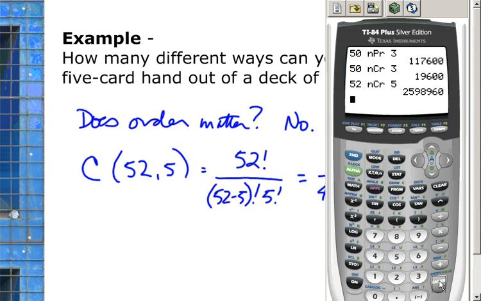So there are 2,598,960 different ways you can be dealt 5 cards. Which is why it's hard to get 4 of a kind, because you're looking for only 4 specific cards. But we're going to get more into that next week.